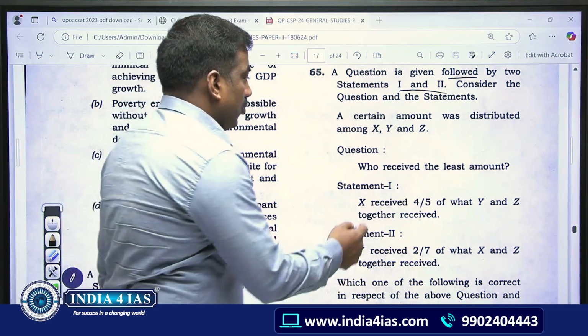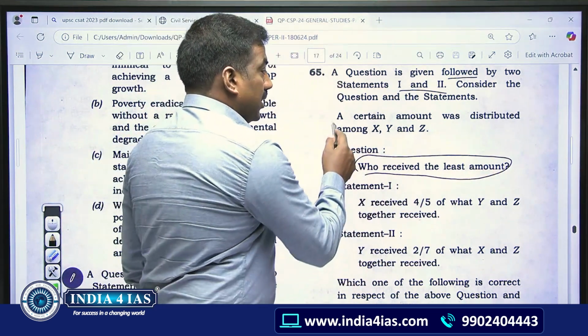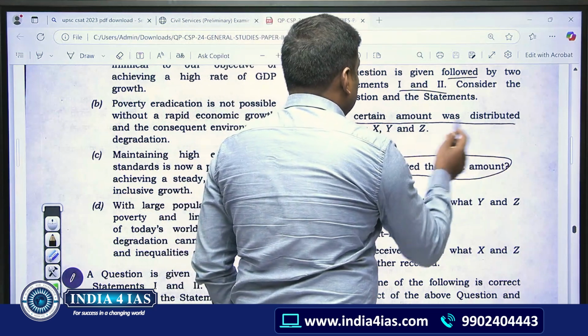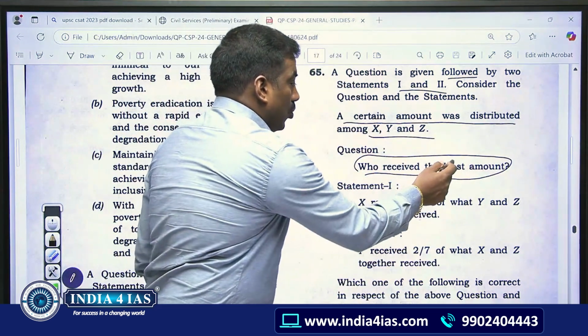First question is, who received the least amount? This is the question. And for that, we have the data here. A certain amount was distributed among X, Y, Z. We don't know the exact amount. They are asking who got the least.